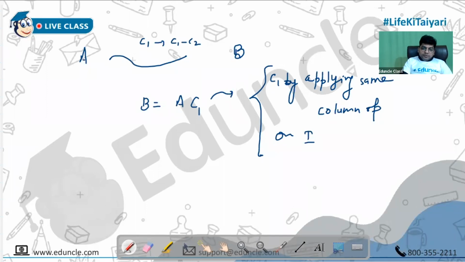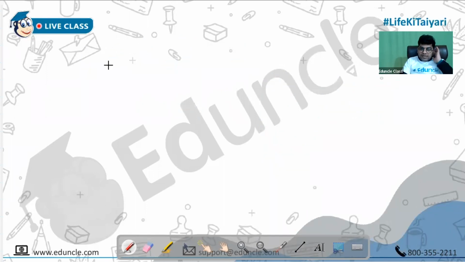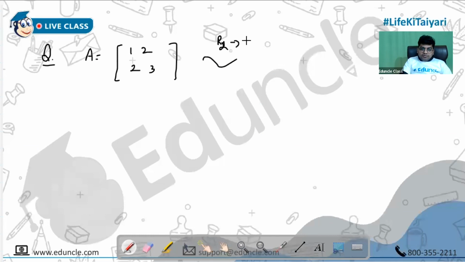So let us consider we have this problem. You can understand the problem like we have 1, 2, 2, 3. What we are doing is R2 to R2 minus twice R1.